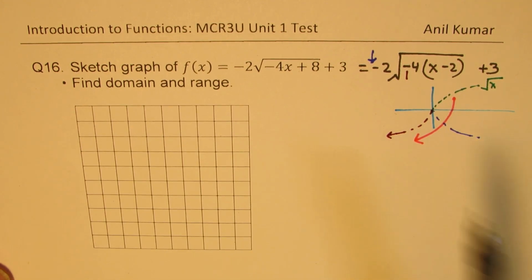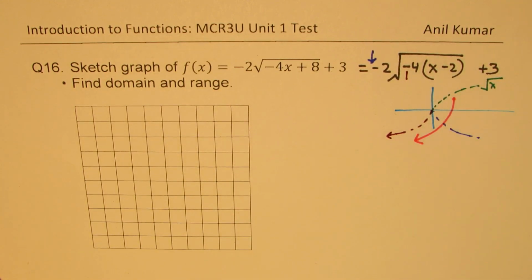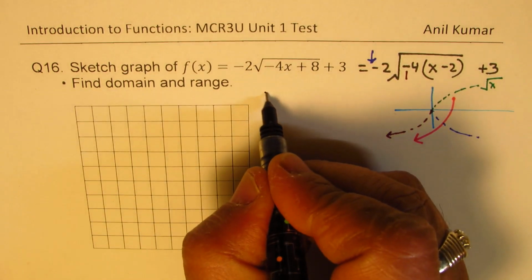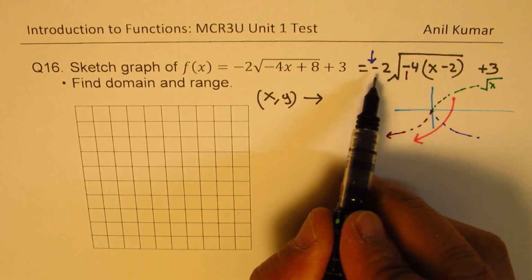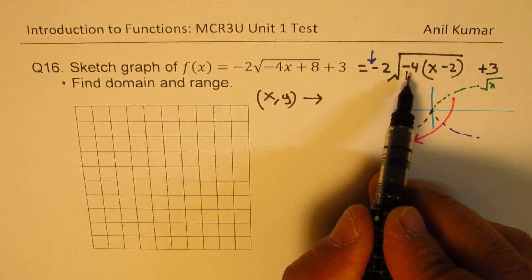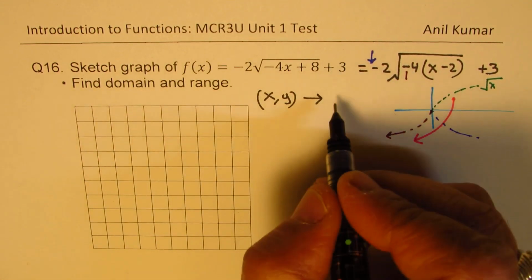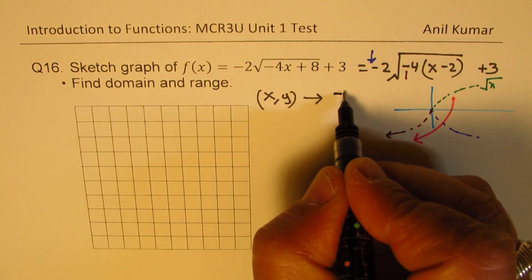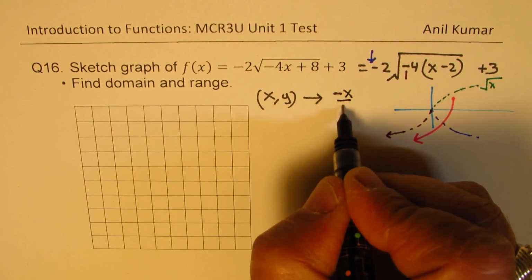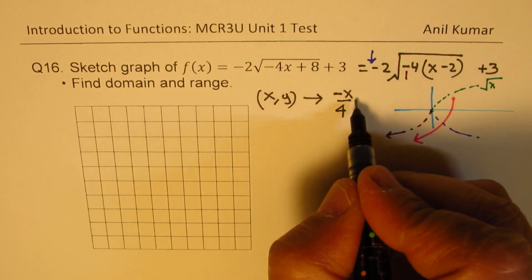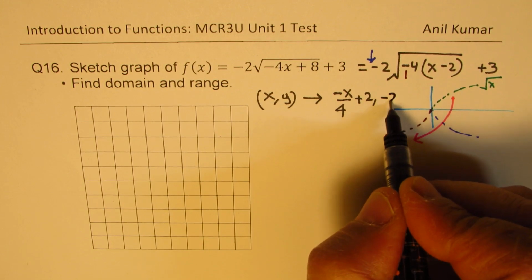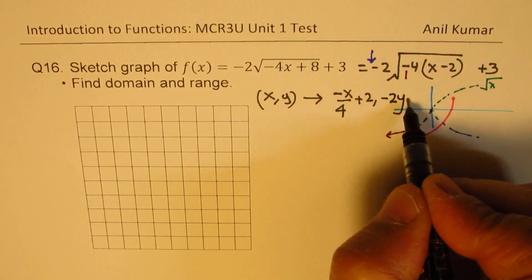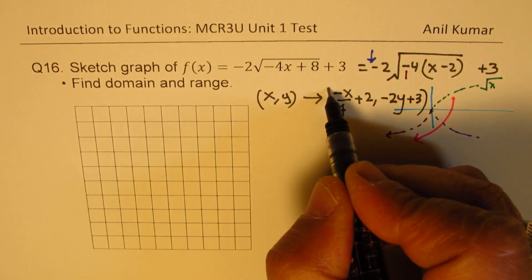Now there are many ways to do it. What we could do here is we can have a mapping diagram. So if your coordinate points are x and y, then we can map them like x values will be now divided by minus 4, so we have minus x over 4. We'll add 2 to them. As far as the y values are concerned, they will be multiplied by minus 2 and then we'll add 3 to them. So that becomes your mapping diagram.